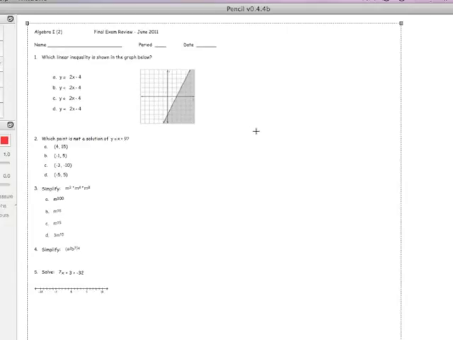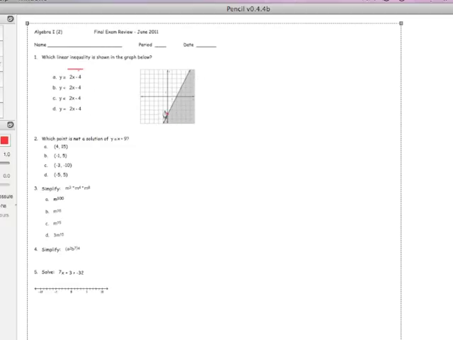So you may need to maximize this because it copied kind of small. Number one, which linear inequality is shown in the graph below? Well, first let's just see that these are all the right-hand side of all these equations. This is all the same line with y-intercept -4 and slope +2. So we definitely have this line here intercepting at -4 and with a +2 slope.